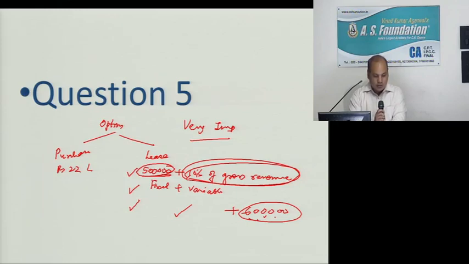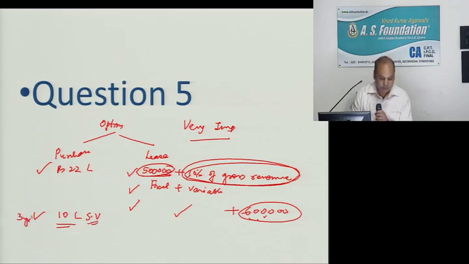Computer has a salvage value of 10 lakh rupees at the end of third year. When will you write this? Purchase option. In purchase option there is an advantage. You can enjoy the salvage value of 10 lakh after 3 years. All this we will write properly.